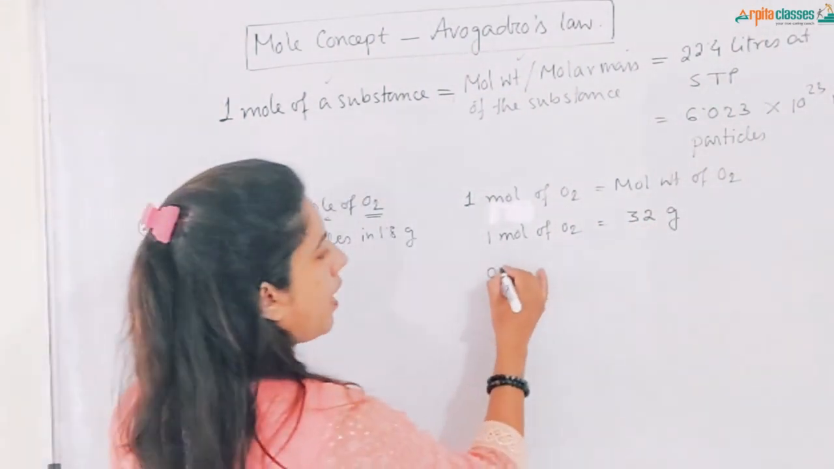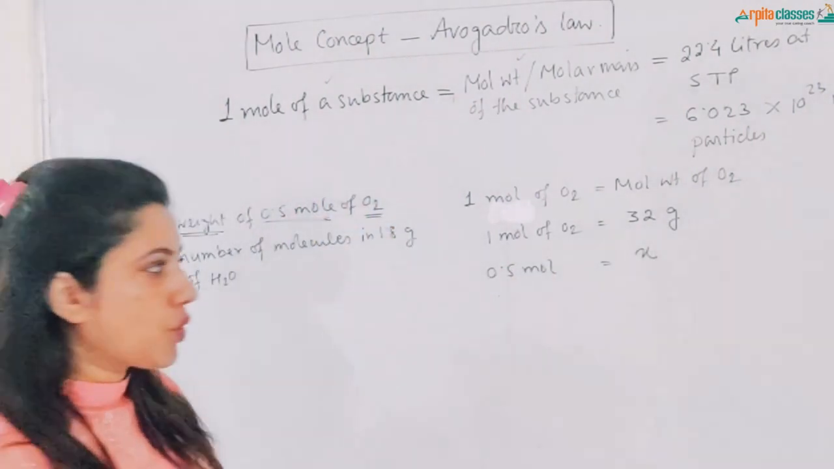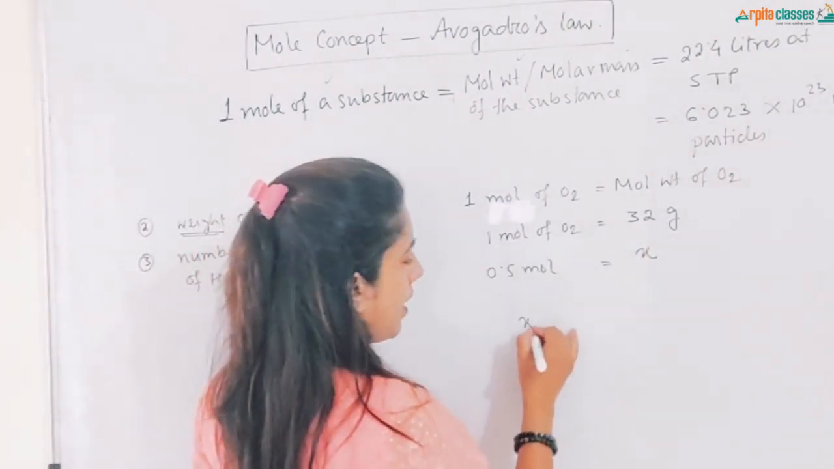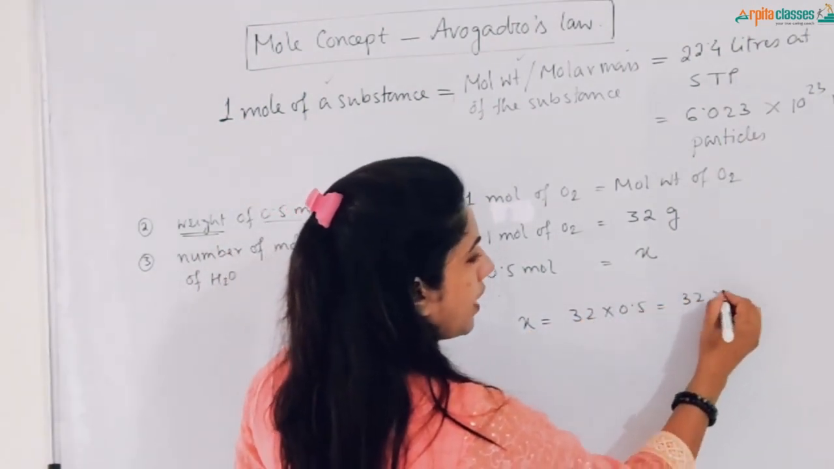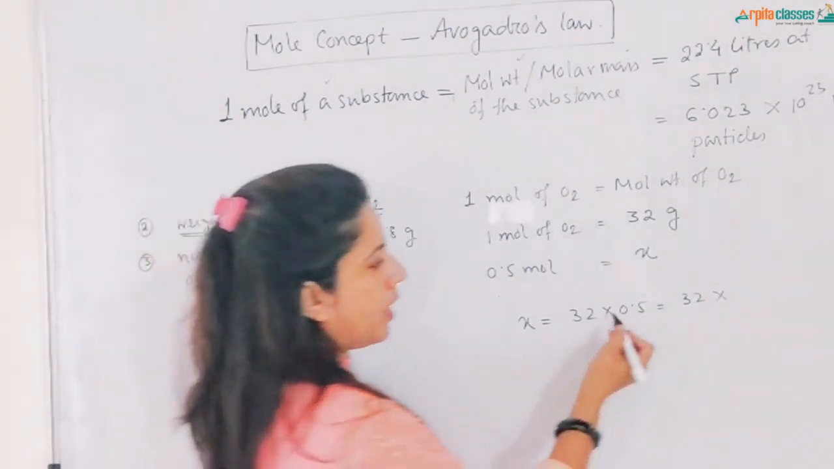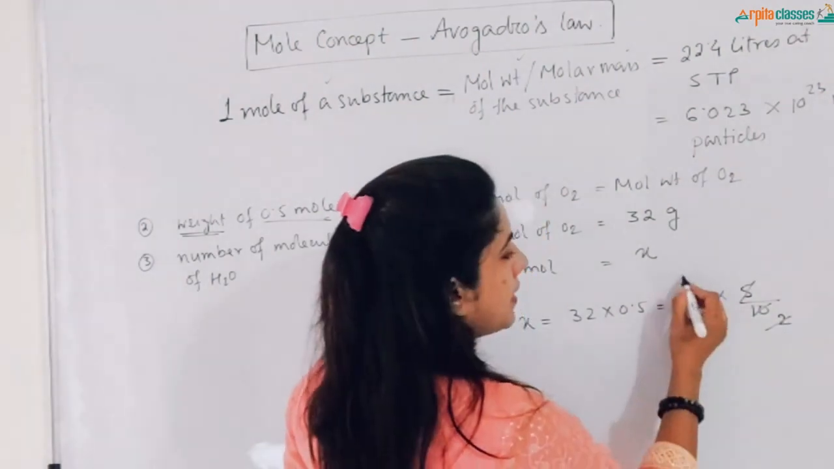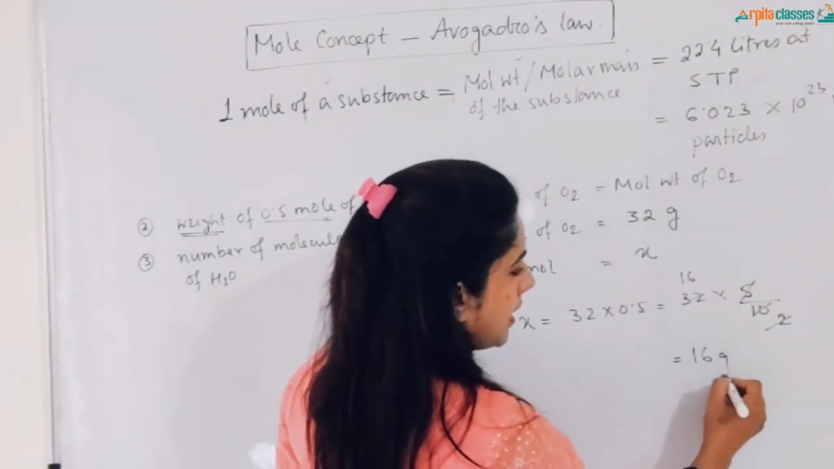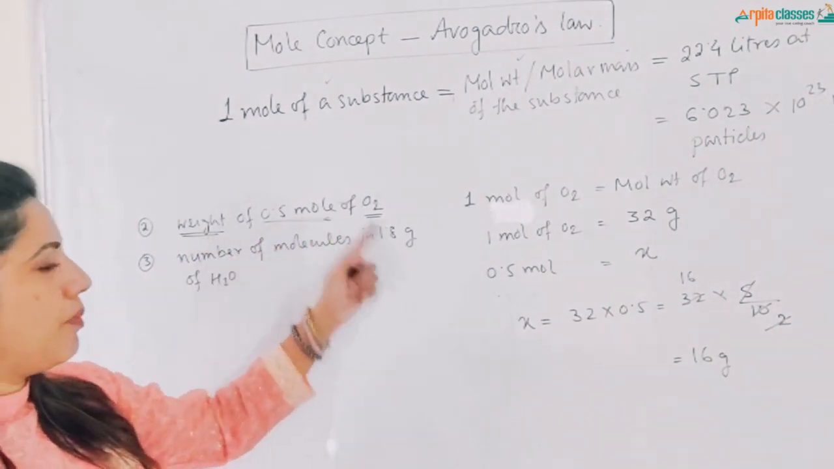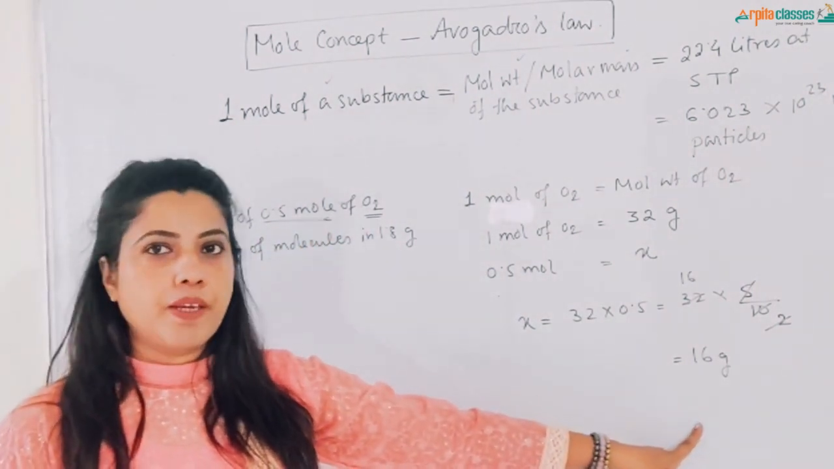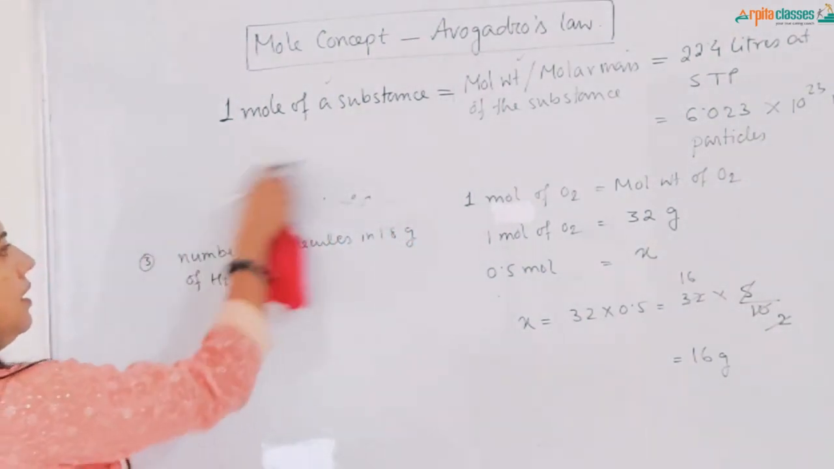Therefore, 0.5 mole is equal to how much gram? Now we just cross multiply. So x into 1 is x, which is equal to 32 into 0.5. You can just multiply this, or you can write 0.5 as 5 by 10, which is 1 by 2, and this gives 16. So we are getting 16 gram. So the weight of 0.5 mole of oxygen is 16 gram. Okay, let's see the next question.